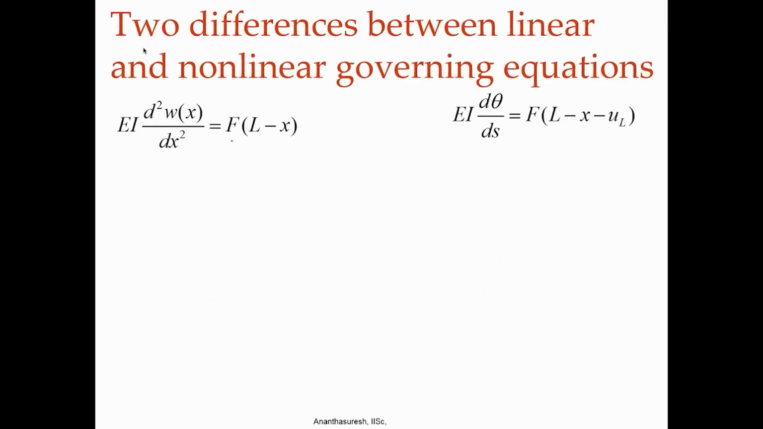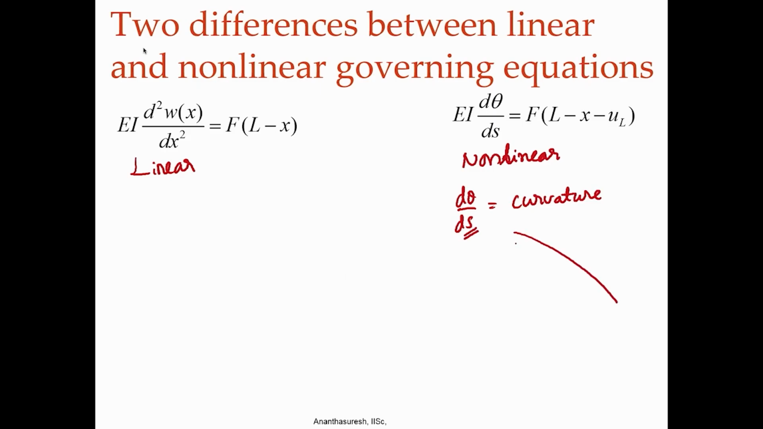So, the two differences which we just discussed are apparent here. You can see this is the linear case that we just discussed, and this is the nonlinear case that we are going to discuss now. And you can see that d theta by ds, which is nothing but the curvature, is how the slope of the beam is changing with respect to the arc length parameter S, which is to be noticed.